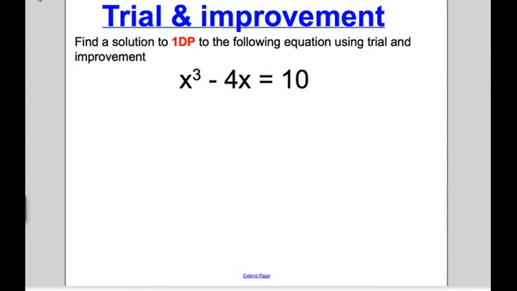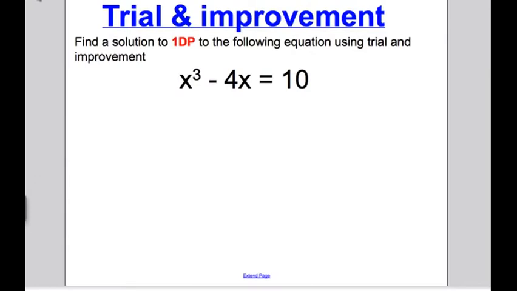Trial and improvement. Now this topic is actually a grade C topic, but it comes up in the higher paper, so if it does come up, you've got to get this one right. It's a nice easy source of marks, usually 4 marks. The questions are usually: find the solution to one decimal place to the following equation using trial and improvement.